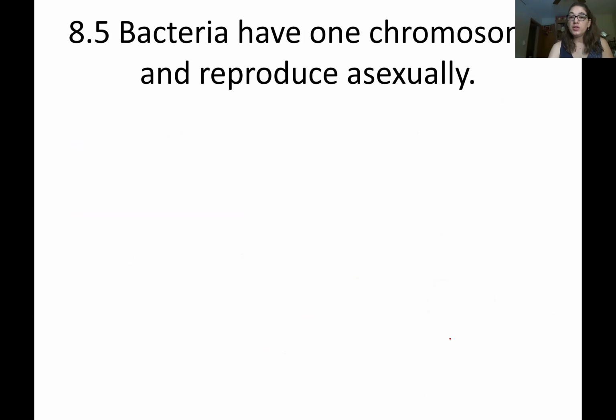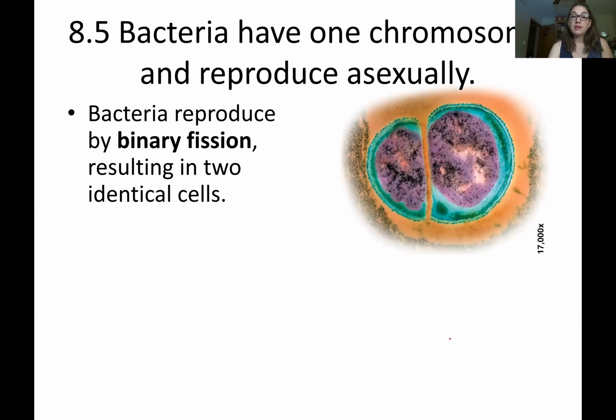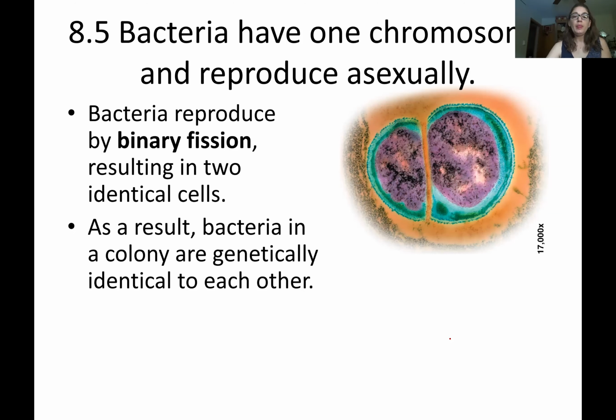Okay, how do bacteria reproduce? They reproduce by binary fission, basically splitting into two and creating two new cells that are identical to each other from that original parent cell. As a result, because the cells that are splitting in half are identical to each other, you end up with colonies that are all genetically identical.